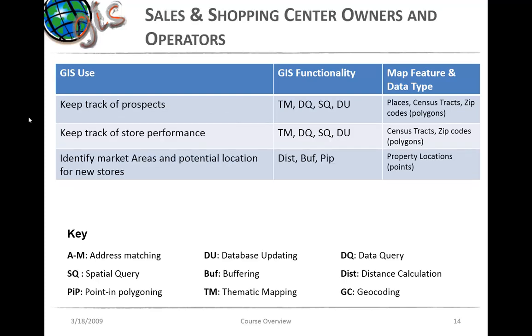And then if you are a sales and shopping center owner or an operator, you need to keep track of all your prospects, where your customers are coming from, and keep track of store performance. We recently heard that Radio Shack is closing 1100 stores, which is like 20% of their total stores, which is a significant number. How do you think they came up with that kind of an analysis?